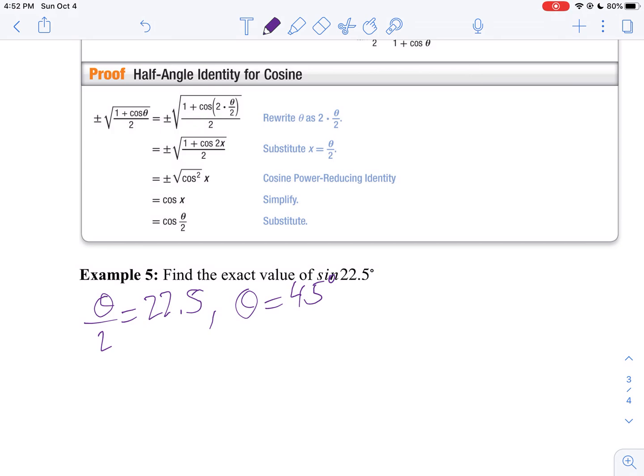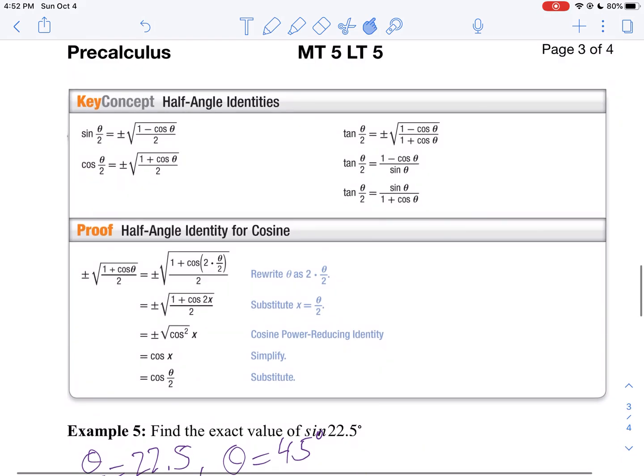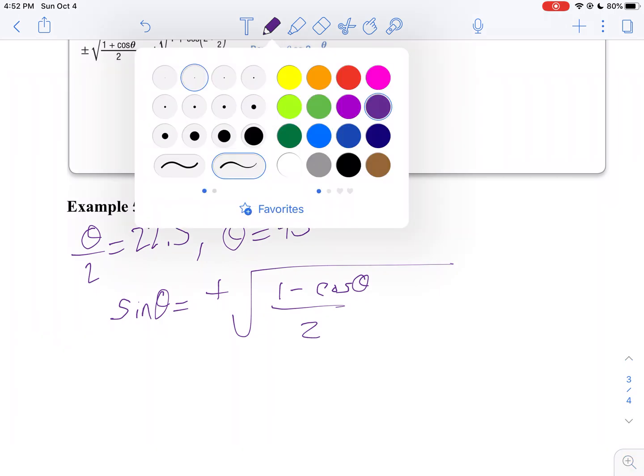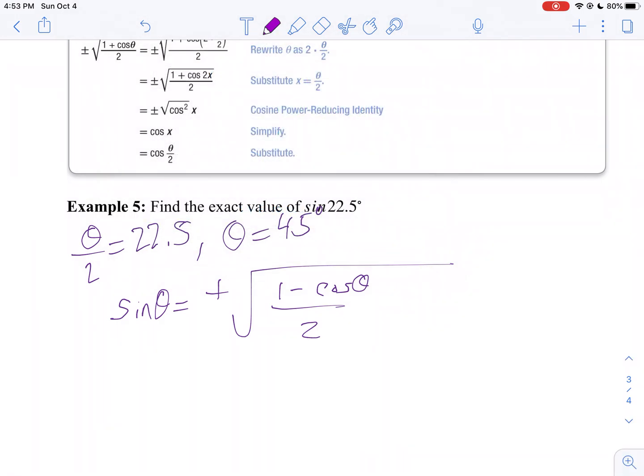So let's do this. The sine of theta is plus or minus the square root of 1 minus cosine theta all over 2. However, since we're dealing with 45 degrees, this is a first quadrant angle. I don't have to worry about the negative on this one, so I'm going to erase the negative. Now let's substitute in the values we know. Theta then is 45.